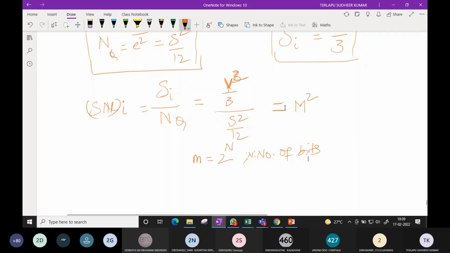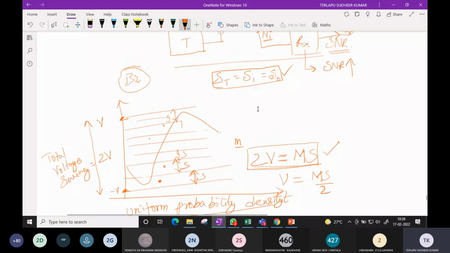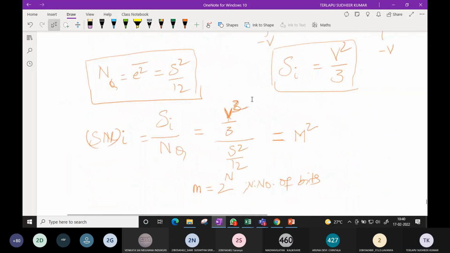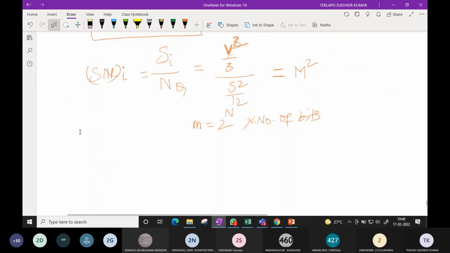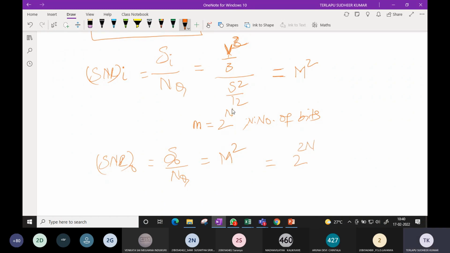Now, just before, I assumed that my transmitted signal power, received signal power, and output signal power are the same. Therefore, my signal input power is the same as the signal output power. So my output SNR, signal output power by quantization noise ratio, is also equal to M square. If I substitute 2 power n here, M square will become 2 power 2n.